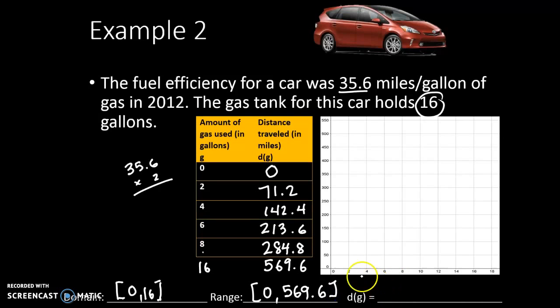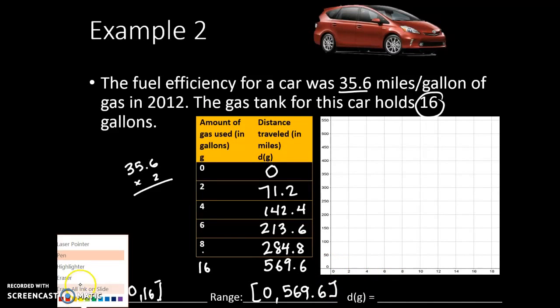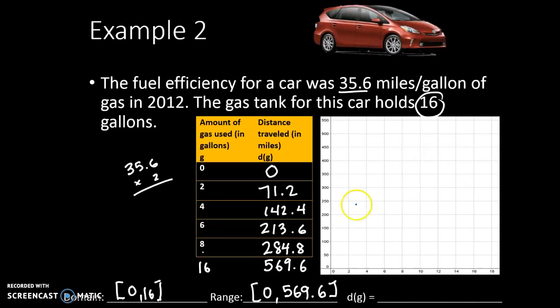And then to write the equation, it's sometimes helpful to see a picture so we can plot some points. So we have (0, 0), we have (2, 71.2), we have (4, 142.4), and it looks like it's going to be a straight line. The highest point on my line is going to be a little bit above where my grid lines go, at (16, 569.6).